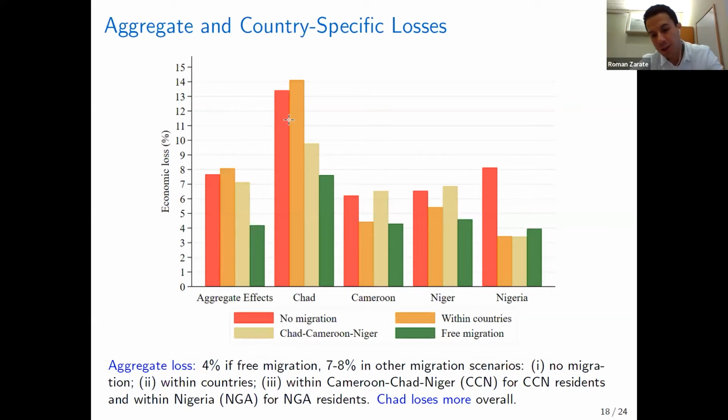In terms of which country is going to be more affected, Chad is going to be the country that is more affected in these different migration scenarios. But you can see that in the case in which there is free migration, the losses are going to be much lower. And then for Nigeria, the opposite is going to occur. In the case in which there is free migration, people are going to move to these locations, and because people move to the location and congestion forces dominate the agglomeration forces, the losses are going to be slightly larger relative to the within-country migration and to the Chad, Cameroon, Niger migration scenario.